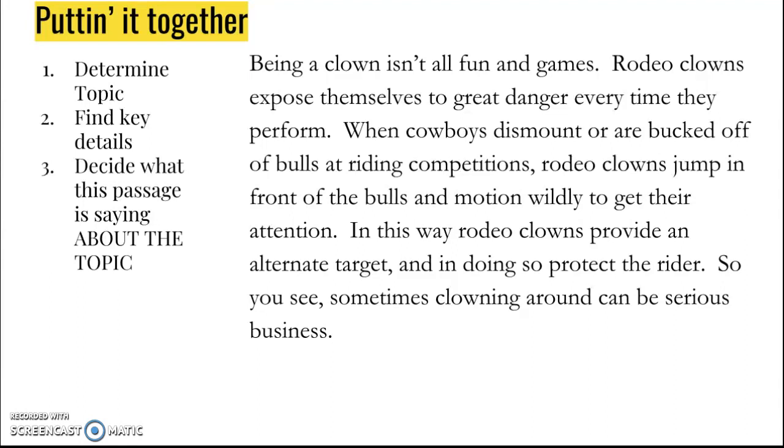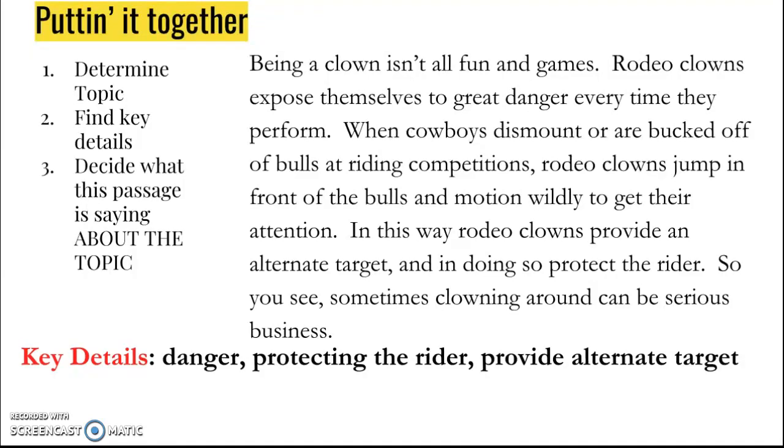All right, let's do our process here as you can see on the left-hand side of the screen. First of all, determine the topic. Well, the word that I'm seeing the most, and is clearly the focus of this, is going to be rodeo clowns. So right now I'm figuring out, okay, what is this writer trying to get me to understand about rodeo clowns? I got to go ahead then and just find my key details about rodeo clowns. So this seems to be talking about the danger that they face. It talks about how they have to protect the rider and how they provide an alternate target for these gigantic, crazy animals.